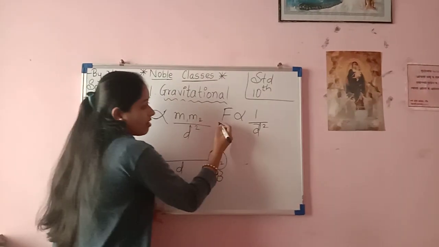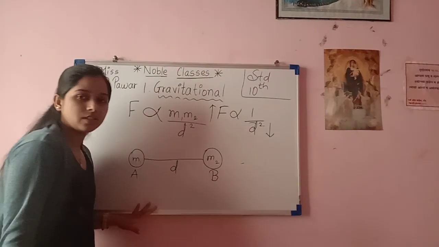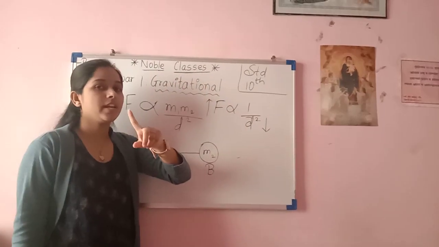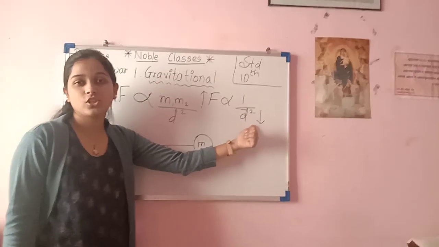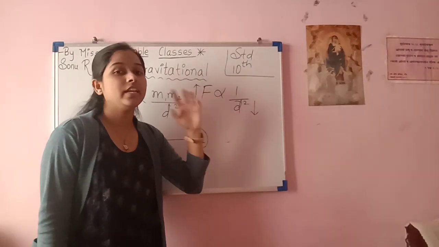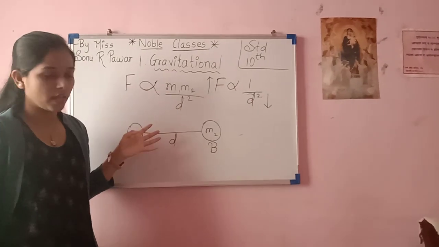That means if my force is increasing, my D will automatically decrease. When it is in the numerator, always pay attention that it will increase. But when it is in the denominator, if one quantity is increasing, the other will automatically decrease. This is the relation between direct proportionality and inverse proportionality.